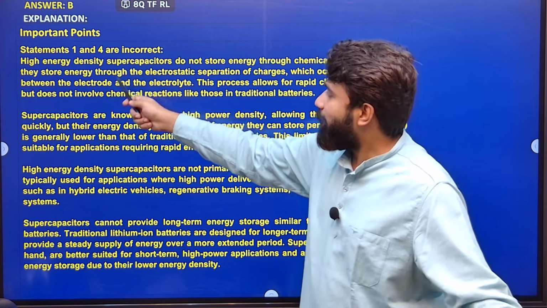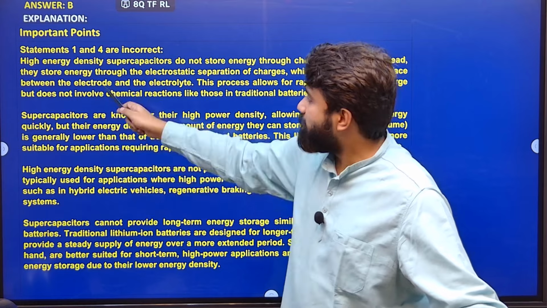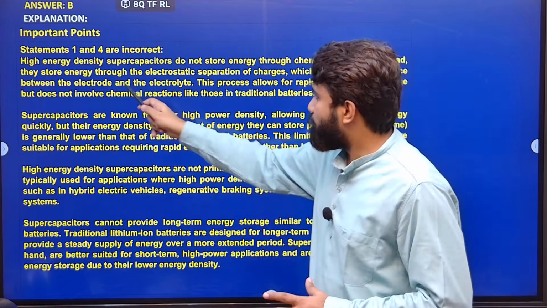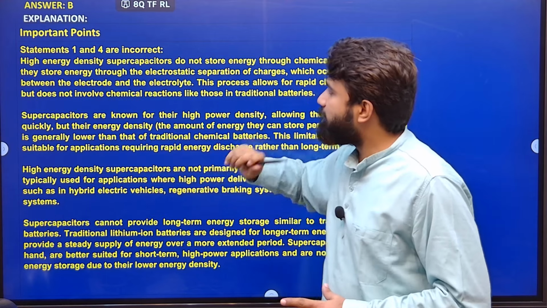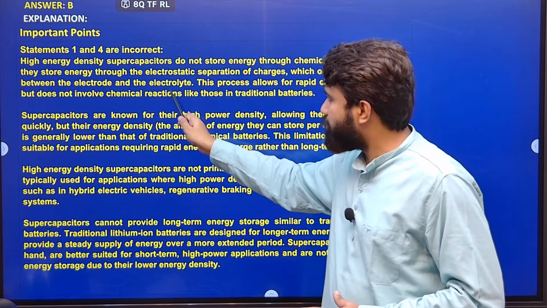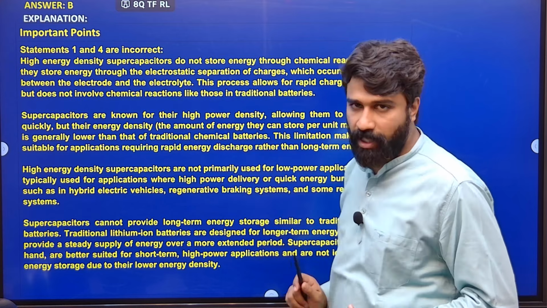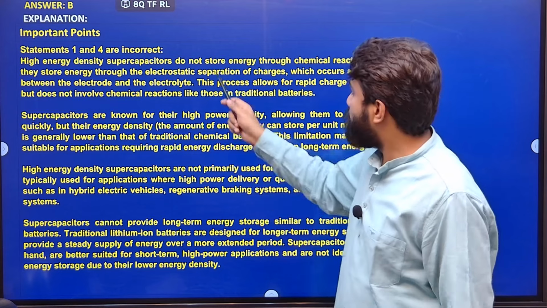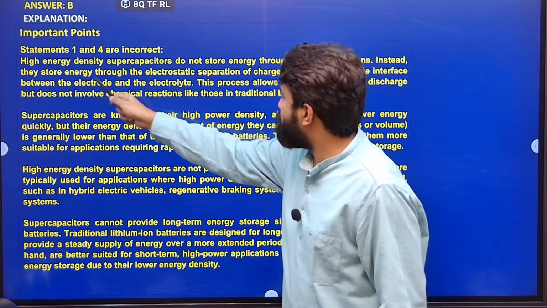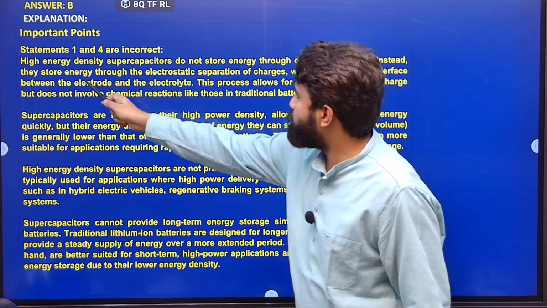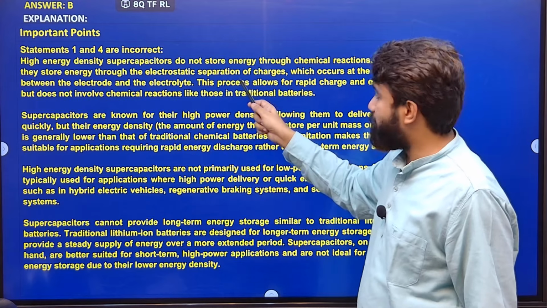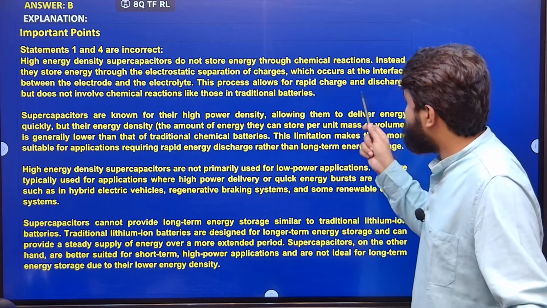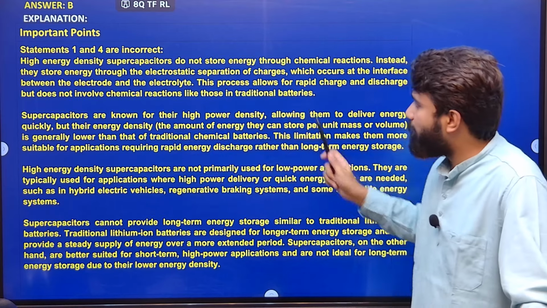Electrolyte is a medium, electrode is a conductor which is connected to the non-conducting material. So, this electrode can discharge through the solution that is underlaid in this electrolyte. So, this is a medium, this is a conductor. Between this interface you can find such kind of energy storage. Instead they store energy through electrostatic separation of charges. This process allows for rapid charge and discharge, but does not involve chemical reactions like those in the traditional batteries.